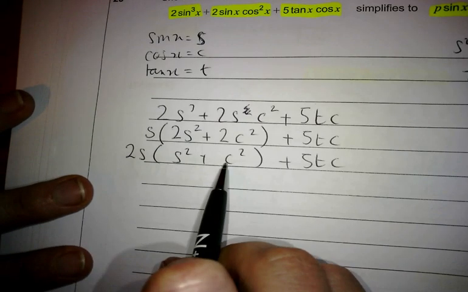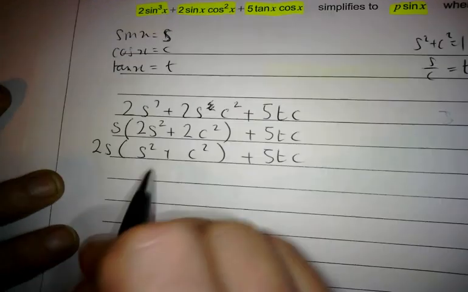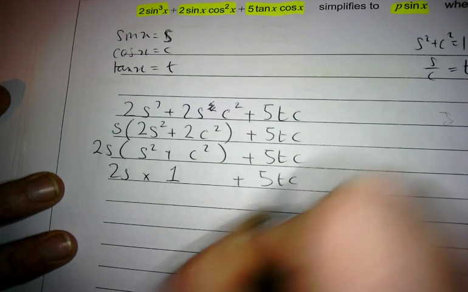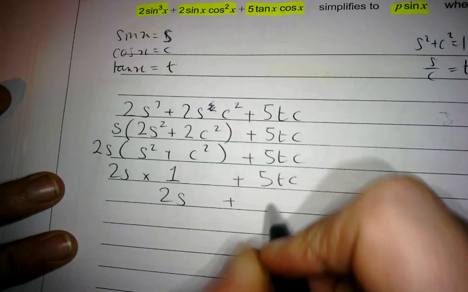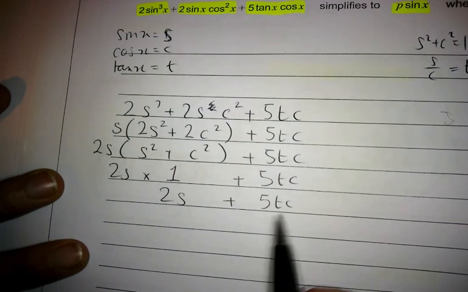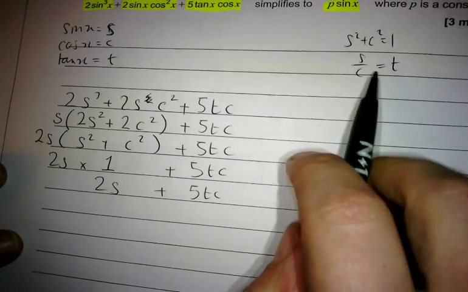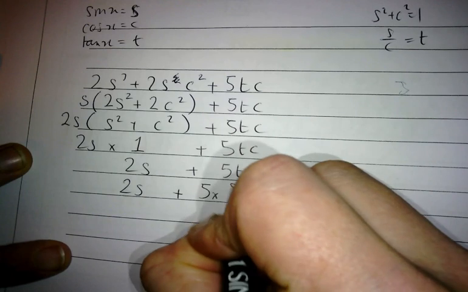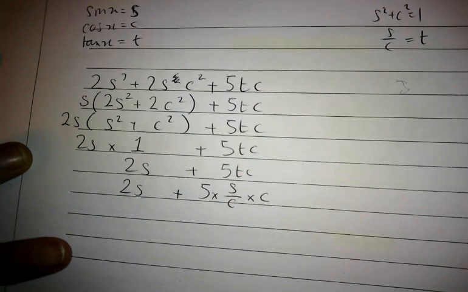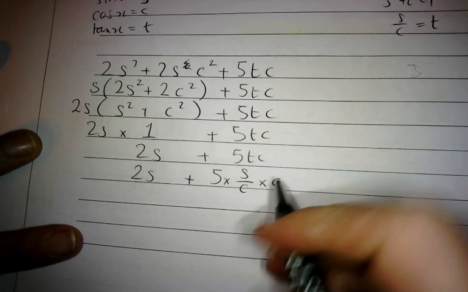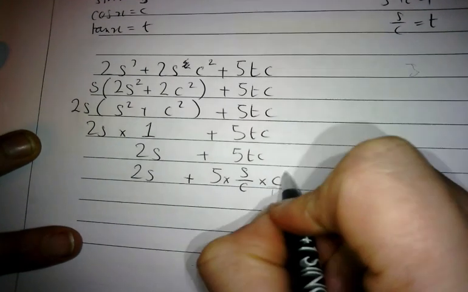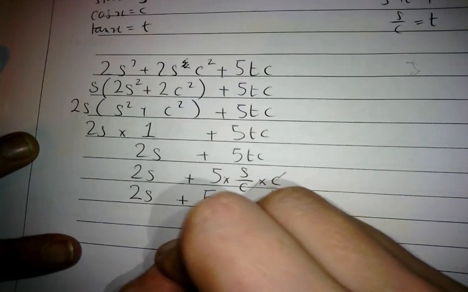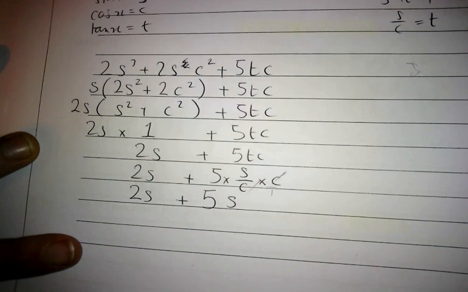S squared plus c squared, that is just 1. Sine squared plus cos squared is 1. So that is just 2s times by 1 plus 5tc. So I've got 2s plus 5tc. I know that tan is sine over cos, so I'm going to replace tan with sine over cos. So this is 2s plus 5 times sine over cos times cos. My coses can actually cancel. I can think of this as cos over 1, and my coses will cancel. So I'm going to be left with 2s plus 5s, because my cos is cancelled.